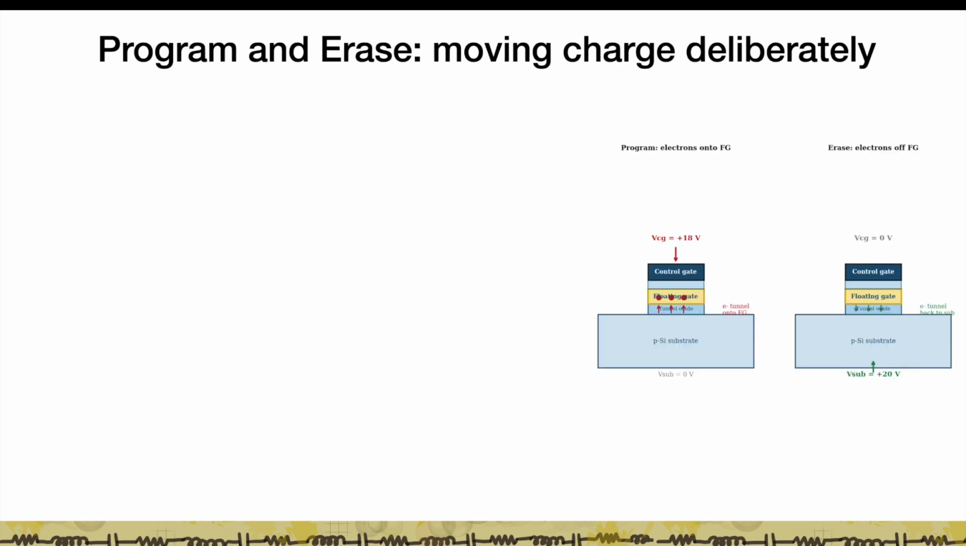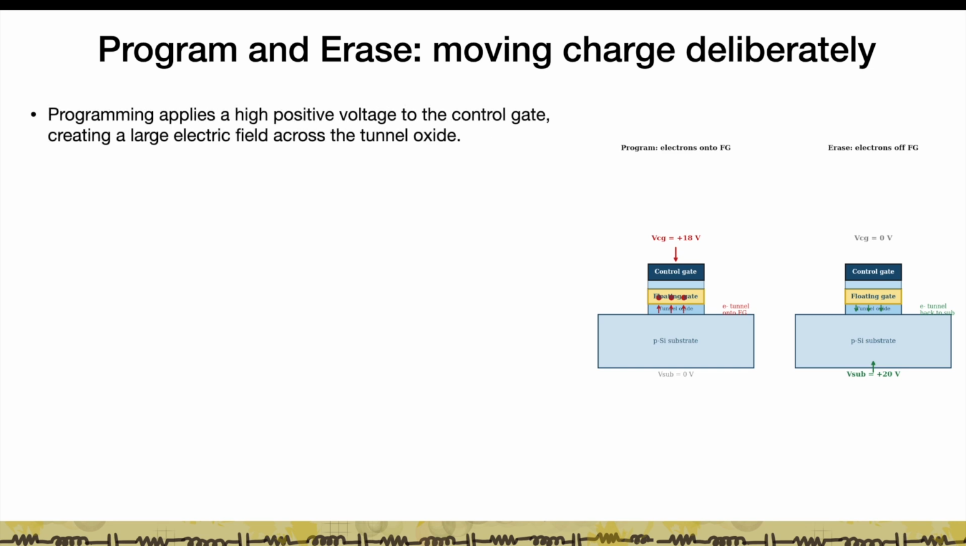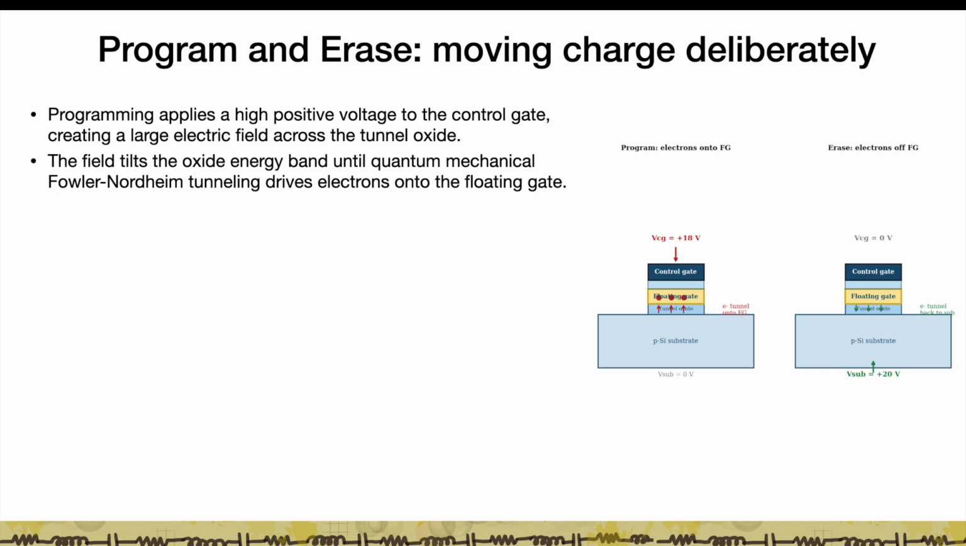Now, the floating gate is electrically isolated. That's the whole point. But if it's isolated, how does charge get there in the first place? The answer is quantum mechanical tunneling through the thin oxide separating the floating gate from the silicon channel below it. At zero bias, that oxide is an impenetrable barrier.